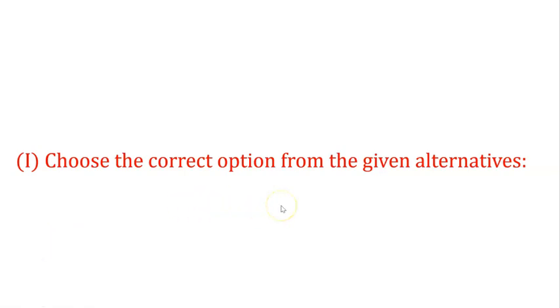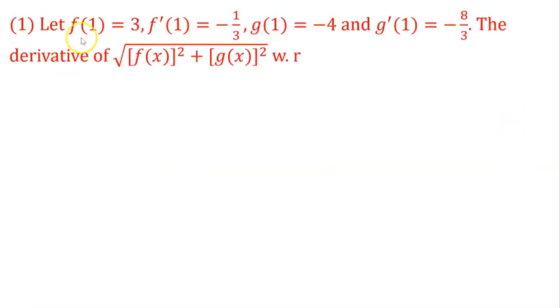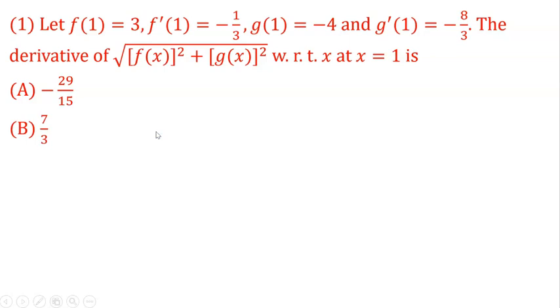Choose the correct option from the given alternatives. First question: let f(1) = 3, f'(1) = -1/3, g(1) = -4, g'(1) = -8/3. The derivative of the square root of [f(x)]² + [g(x)]² with respect to x at x = 1 is: option A is -29/15, B is 7/3, C is 31/15 and D is 29/15.